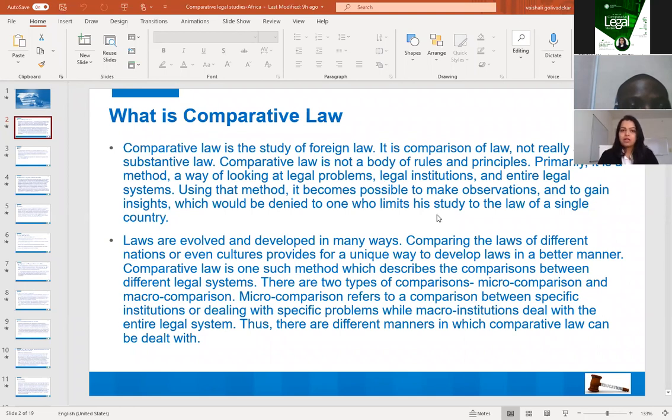Over here, this is comparative law. Comparative law means comparison between different laws from different countries, okay? Comparison of Nigerian law with US law, or UK's law. So that is the subject matter of comparative law. Now, what is comparative legal studies? Let us understand.